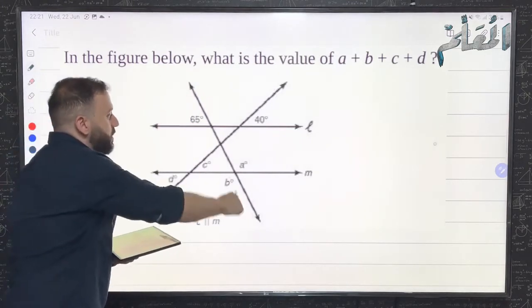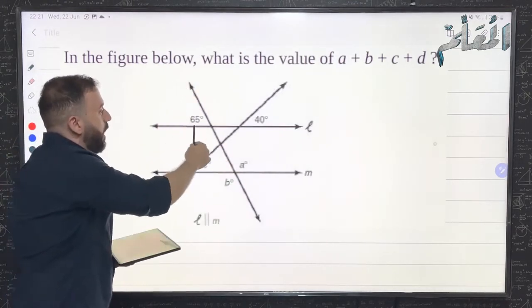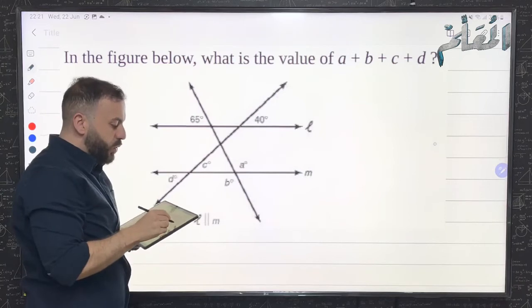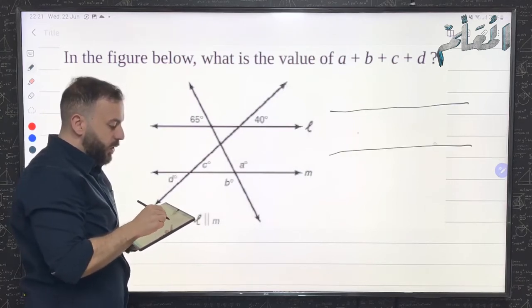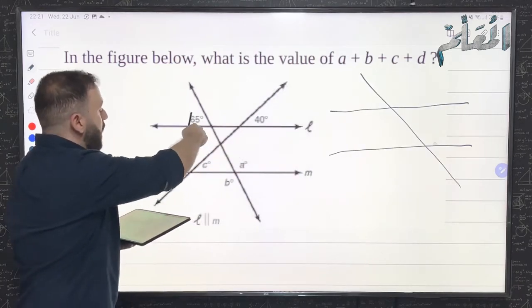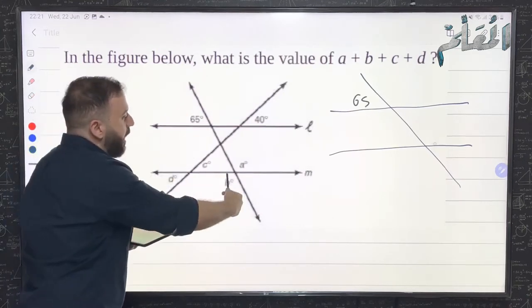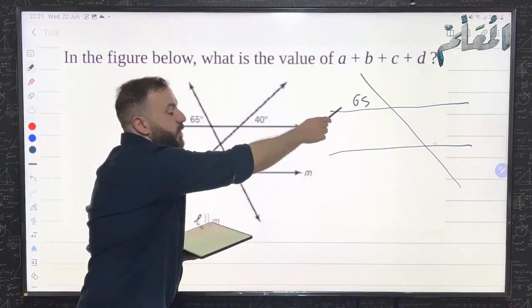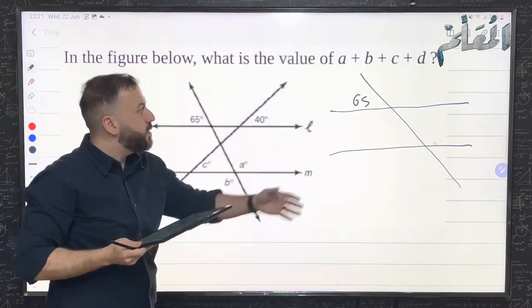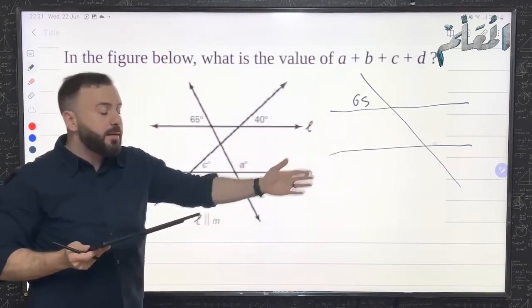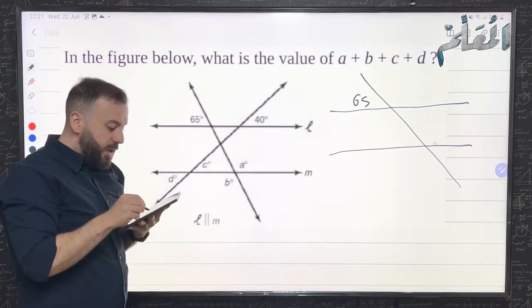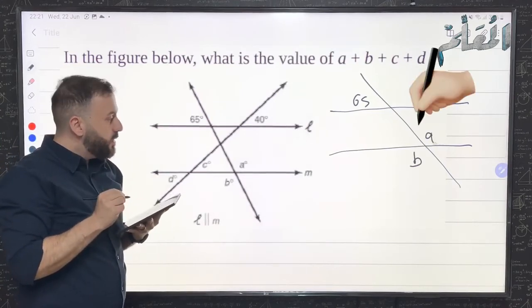So in this case, this line, we have here 65. And it's better to draw it actually. So I have here 65. So I have in the same line angle A and angle B. So this one is 65, as you can see. How can I get angle A and angle B? So this is angle A, and this is angle B.